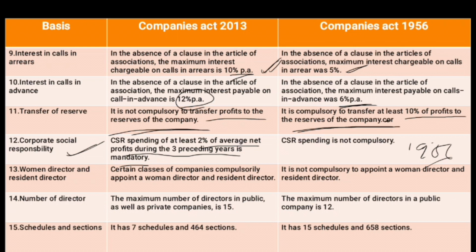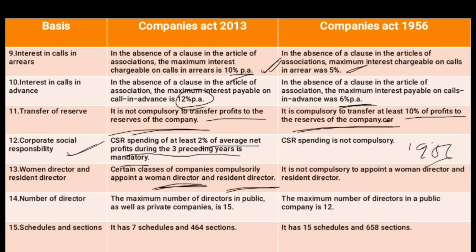Now our next point is on the basis of woman director and resident director. Certain classes of companies must compulsorily appoint a woman director and a resident director under the Companies Act 2013. It means under the Companies Act 2013, every such class of company must appoint one woman director. At least there must be one woman director. And what is a resident director?